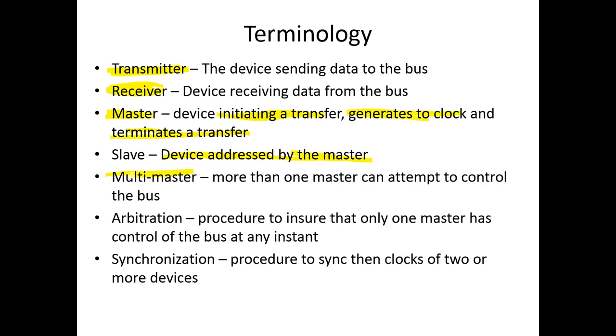The multi-master mode is when we have more than one master, for example, 2 microcontrollers. One of them will control the bus. That's why we need arbitration. Arbitration is the procedure to ensure that only one master has control of the bus at any instant. And synchronization is the procedure to synchronize the clocks of 2 or more devices.